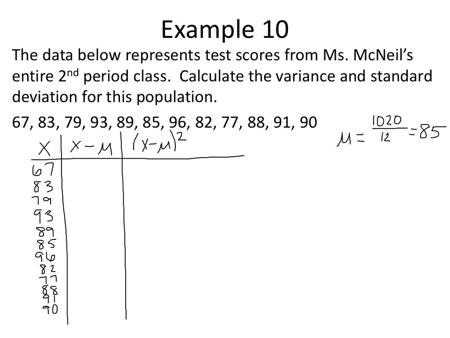I have gone ahead and written down all of our x values, so now we're going to take each value and subtract our mean. So for our first row, we have 67 minus 85, and that gives us a negative 18. Now it's okay to have negative values in this second column, because if we take a smaller number and subtract a bigger number, we're going to get a negative number. That's okay. Okay, next row, 83 minus 85, so we get a negative 2.